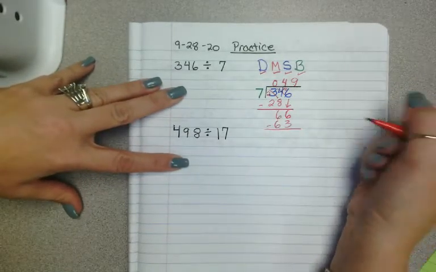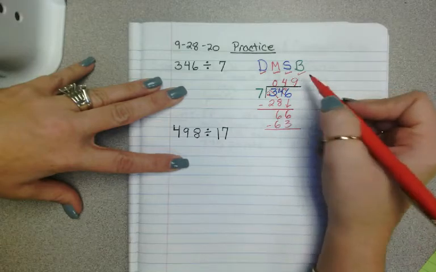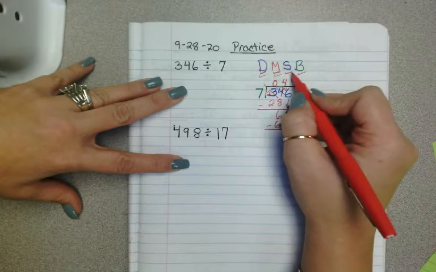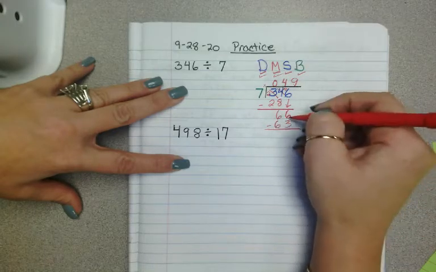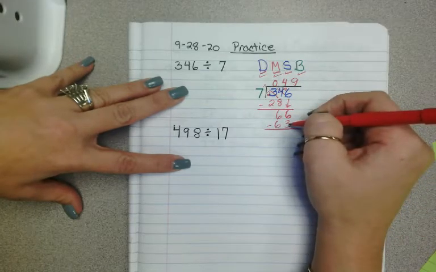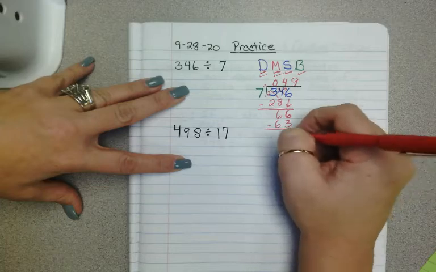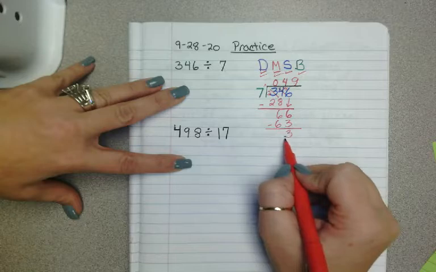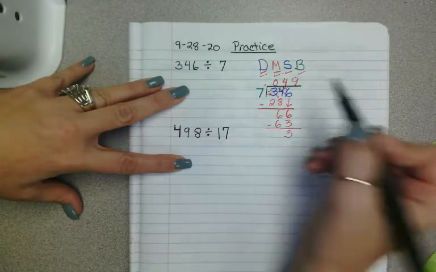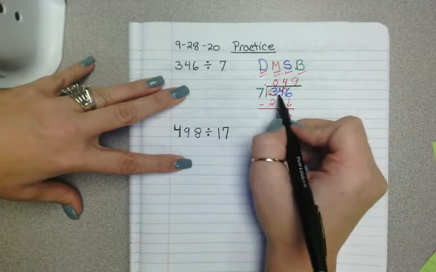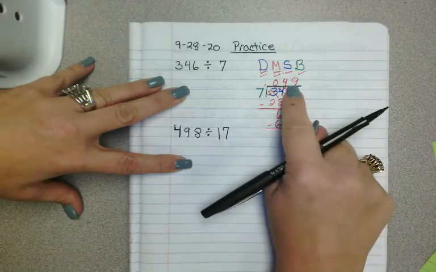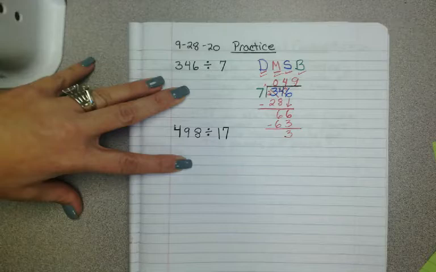Okay, so now I've made some division decisions. I did my multiplying. Now I'm going to do my subtracting. 66 minus 63, that's a difference of 3. Now notice I've got nothing left to bring down. This means, boys and girls, that I've got a remainder. I've got something left over. So after I divided 346 into 7 groups, I've got 49 in each group, but I have 3 left over.